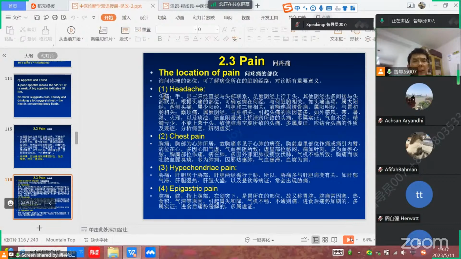Of course, we have to differentiate whether the pain is excess or deficient. That's important, in addition to the nature and causes of the pain. So how do we know the pain is excess or deficient?